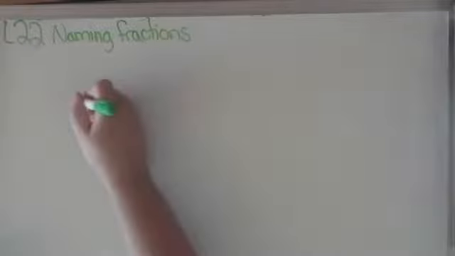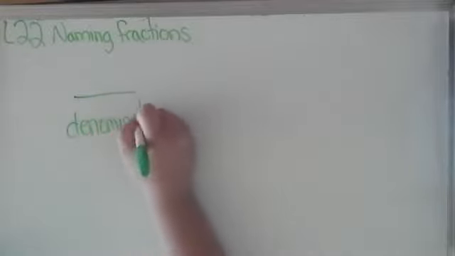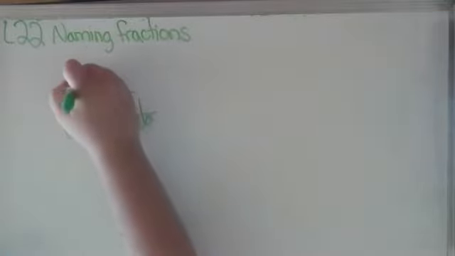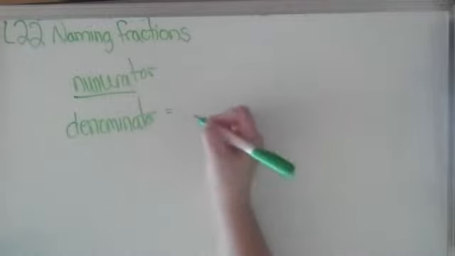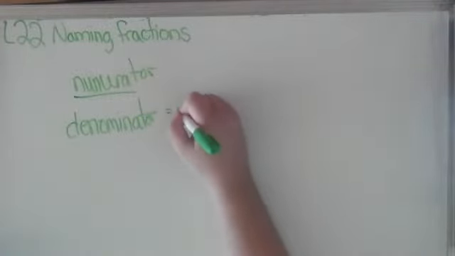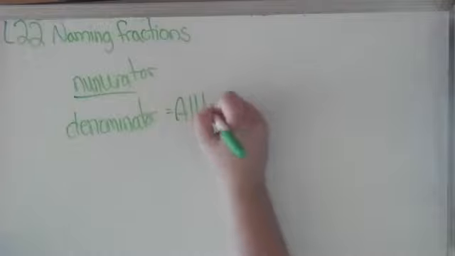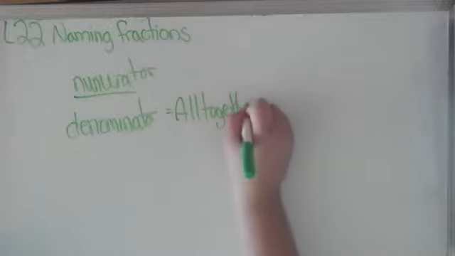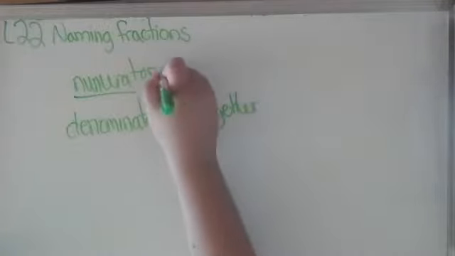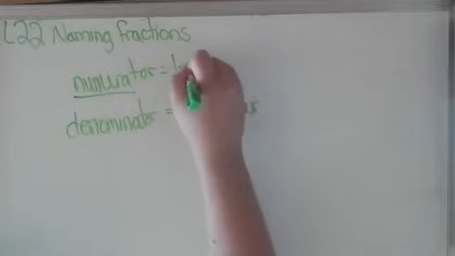This is lesson 22 for Saxon 4, naming fractions. So when we're looking at a fraction, we're looking at two pieces. We're looking at the denominator, and we're looking at the numerator. The denominator tells you how many you have all together. The numerator tells you how many you are looking at.